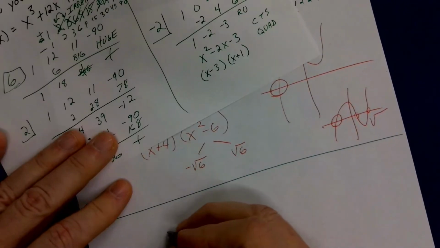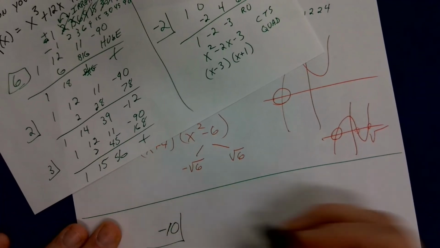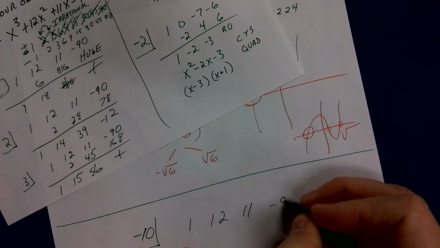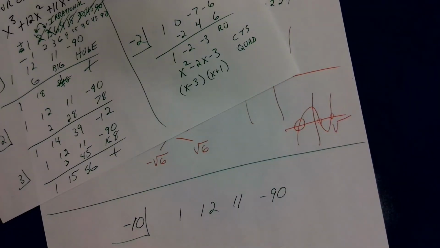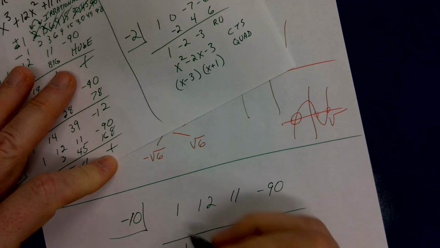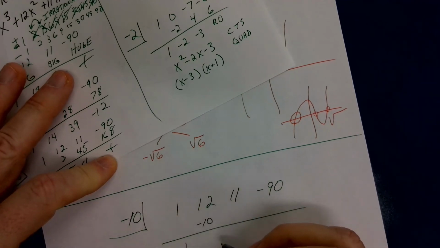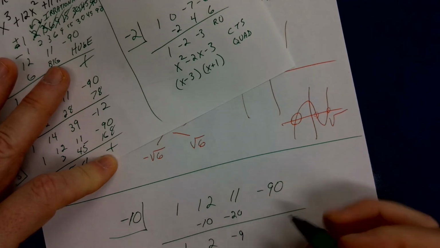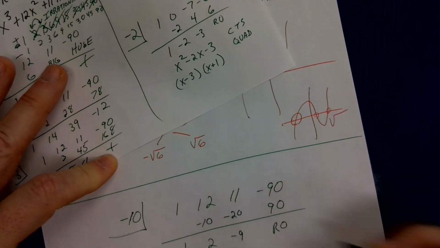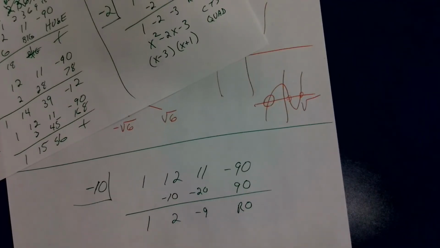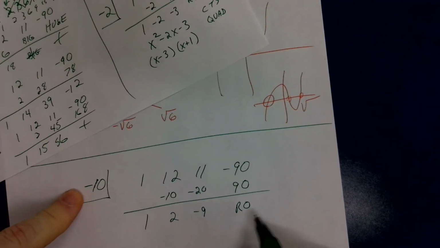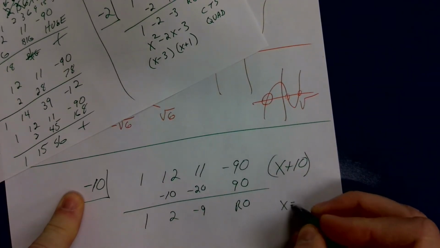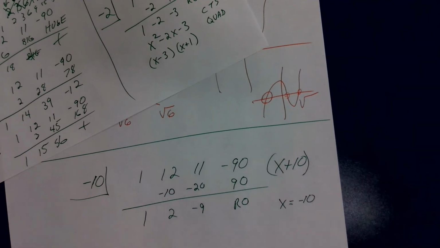So let's try negative 10. We just showed on the calculator it's going to work, right? 1, 12, 11, negative 90. And here we go. 1, negative 10, 2, negative 20, negative 9, 90, remainder of 0. Yay! It was a remainder of 0. So x plus 10 is a factor, and x equals negative 10 is a 0.